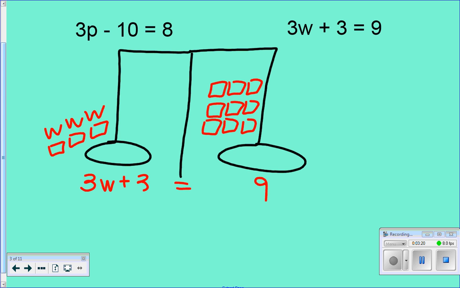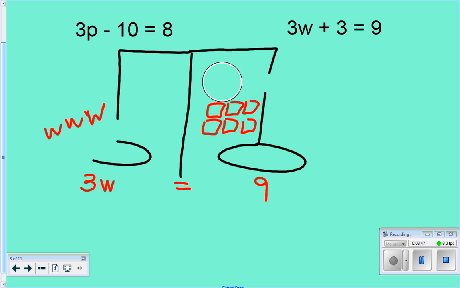First of all, if I want my W's by themselves over here, what do I got to do here? I got to get rid of them. So there they go. Got rid of them. Pretend the W's are still there. Then, to keep it in balance, this is what I just did. To keep it in balance, what do I got to do? Take 3 from the other side, right? I have to take 3 from the other side. So here they go. See you later. Now this looks like this.